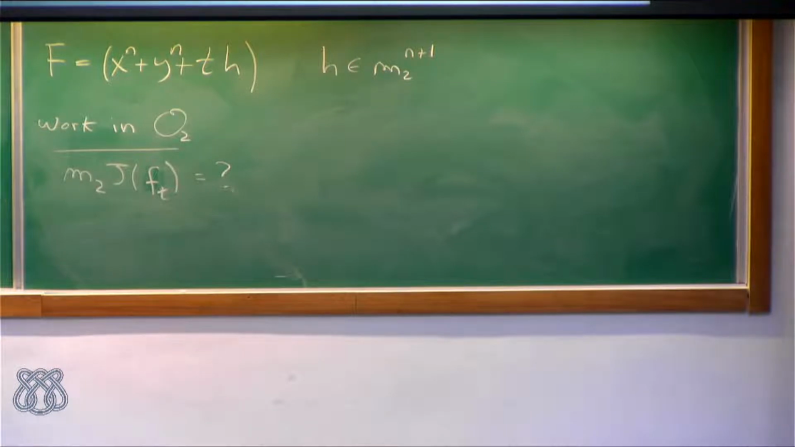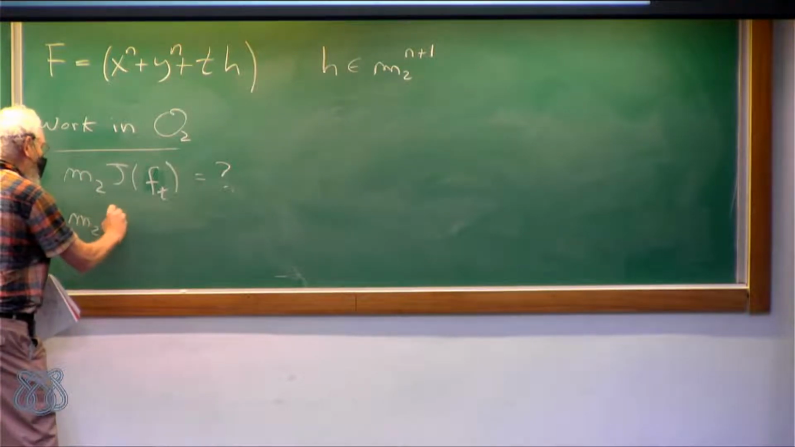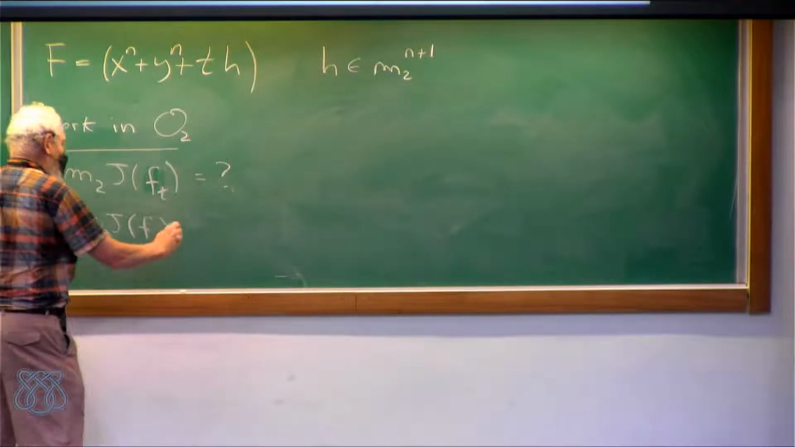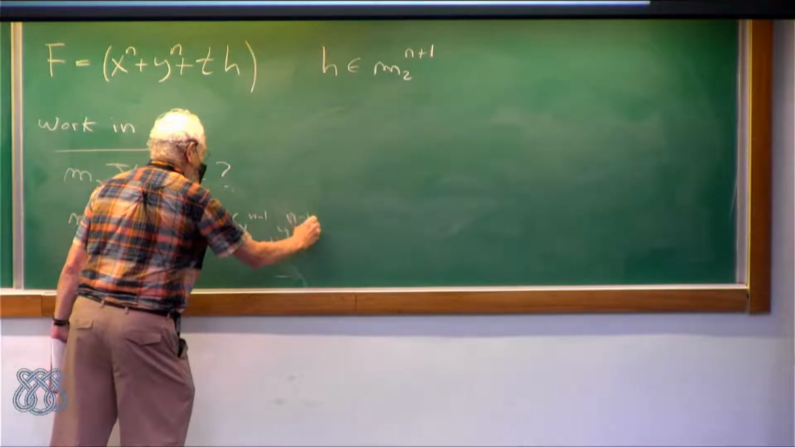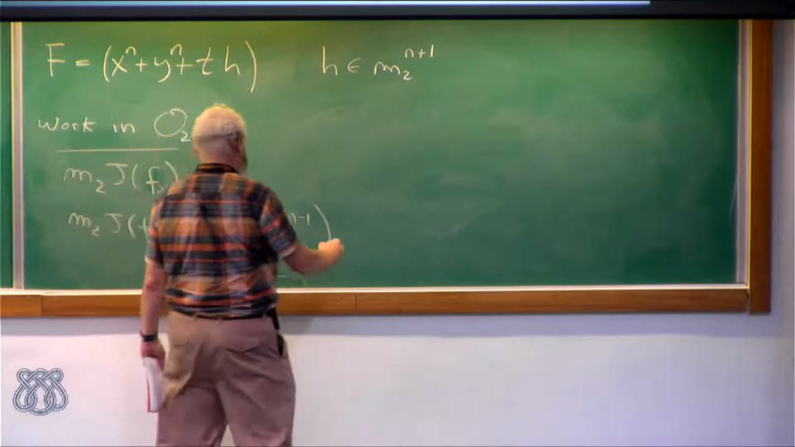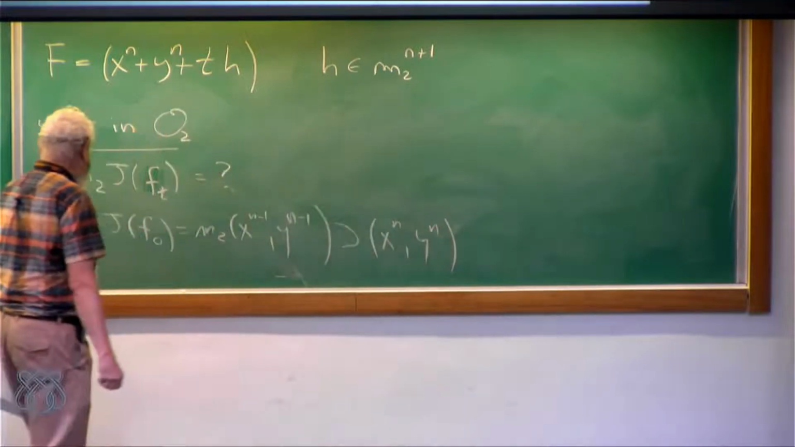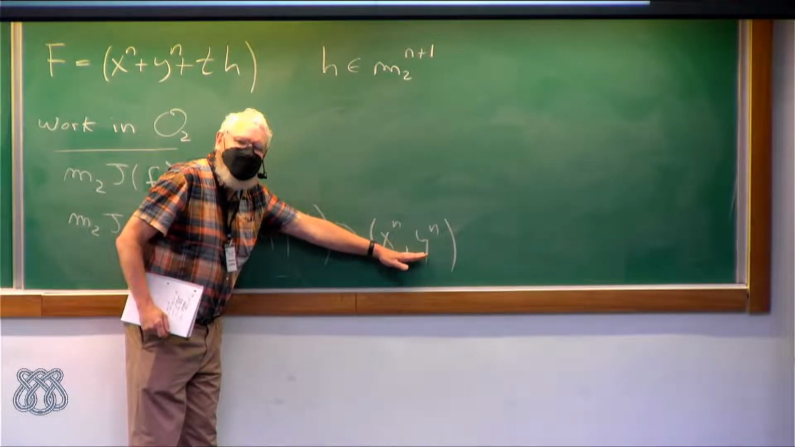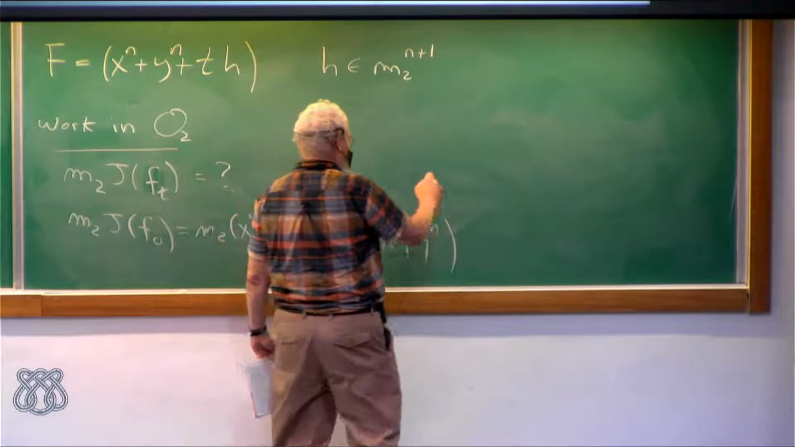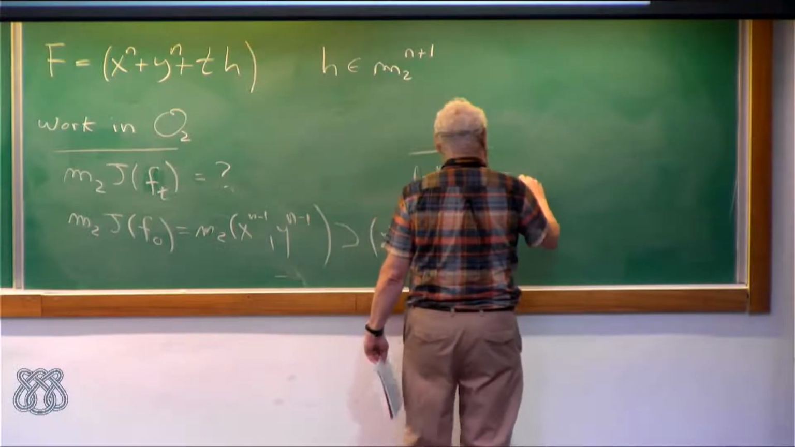Well, here's the argument. If you think about m2 times the Jacobian module of F_0, that's just m2 times x^(n-1), y^(n-1). And this contains x^n, y^n. Does anybody remember what the integral closure of this was from this morning? Yeah, so it's all the monomials of degree n or more.